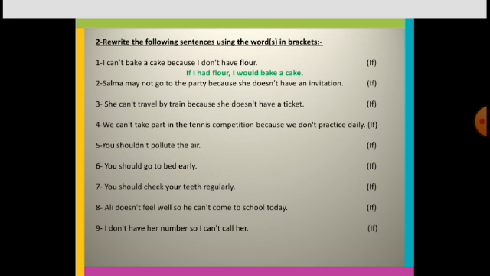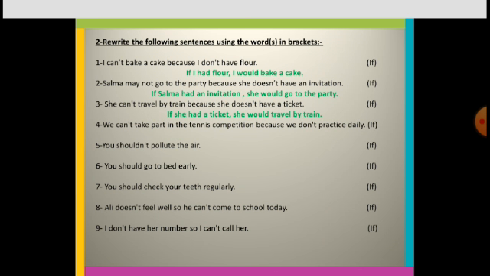What about number 2? Salma may not go to the party because she doesn't have an invitation. Apply the 4 steps. Yes, very good. If Salma had an invitation, she would go to the party. Number 3, she can't travel by train because she doesn't have a ticket. Yes, if she had a ticket, she would travel by train.